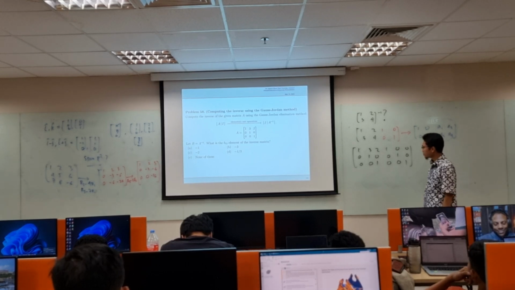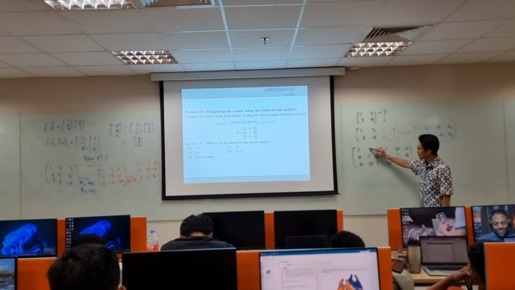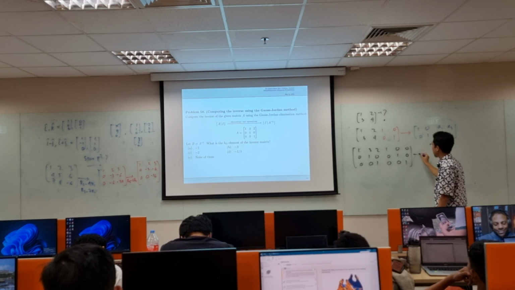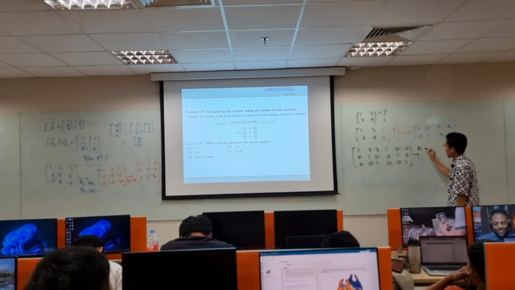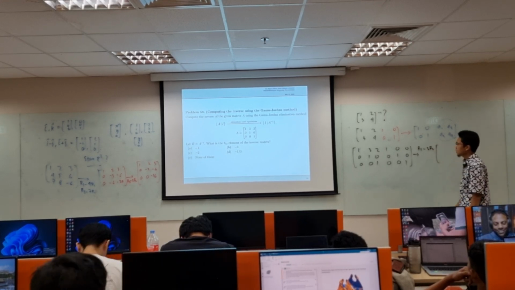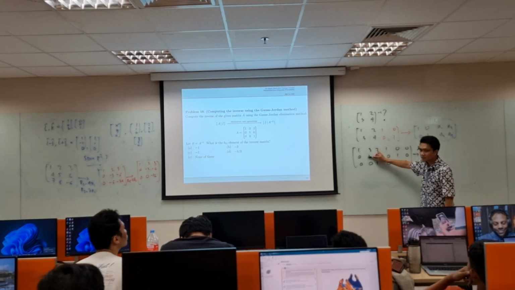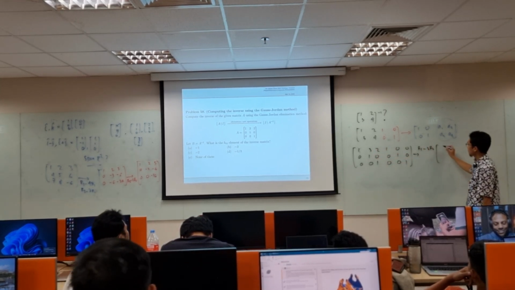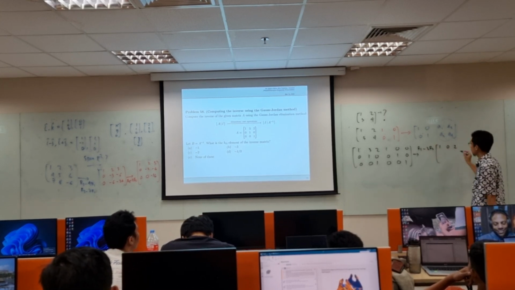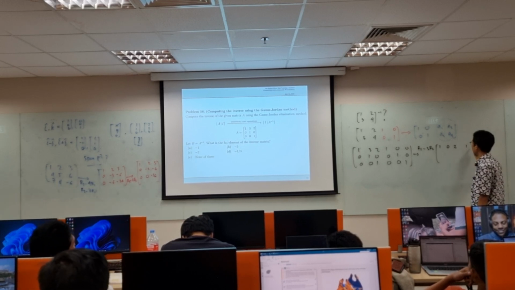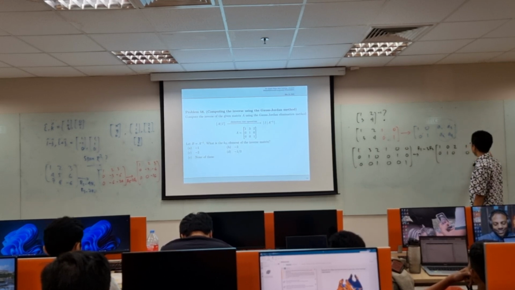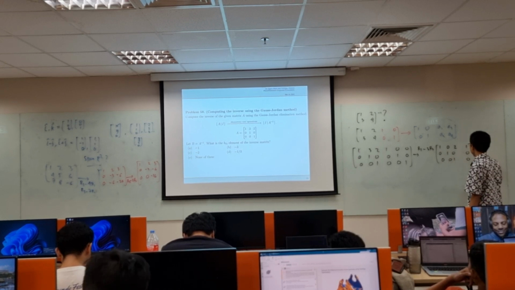So what do we do? We eliminate this from here. So row 1 minus 3 times row 2. Can you see it? Row 1 minus 3 times row 2. What do we get? 1, 0, 2, 1. And this one 1 0 0, and 0 1 0.